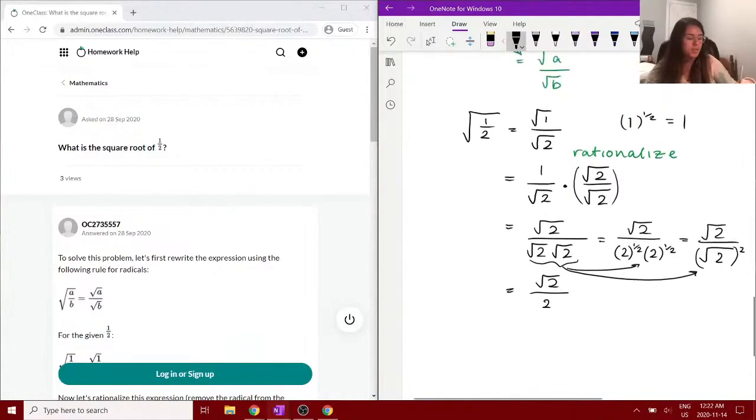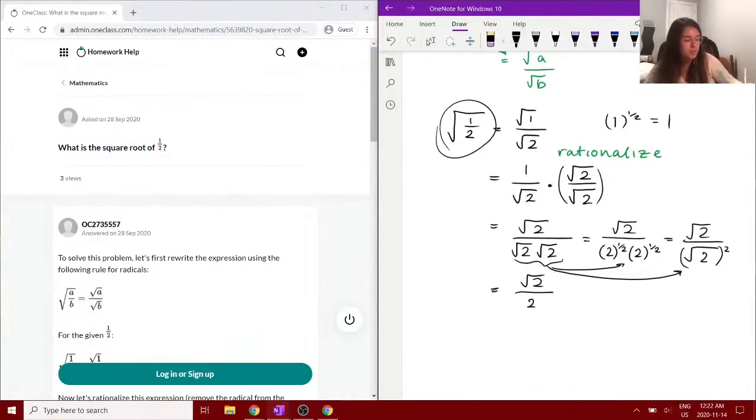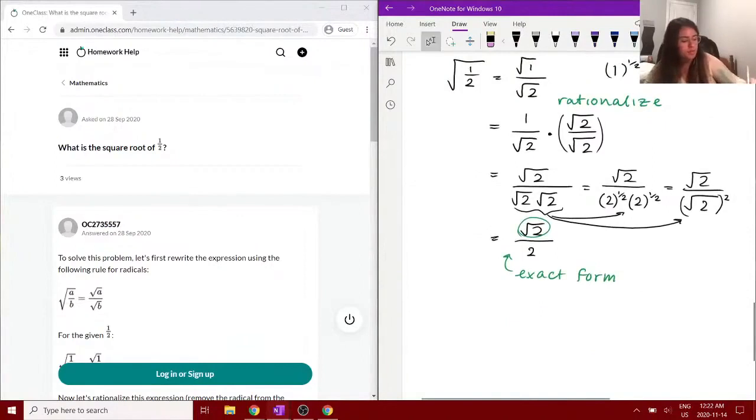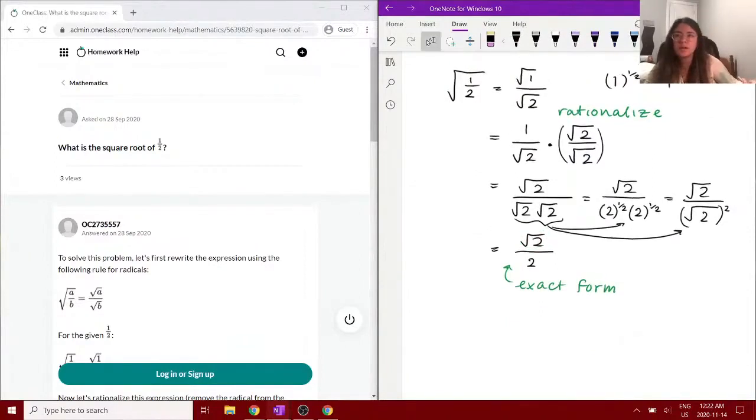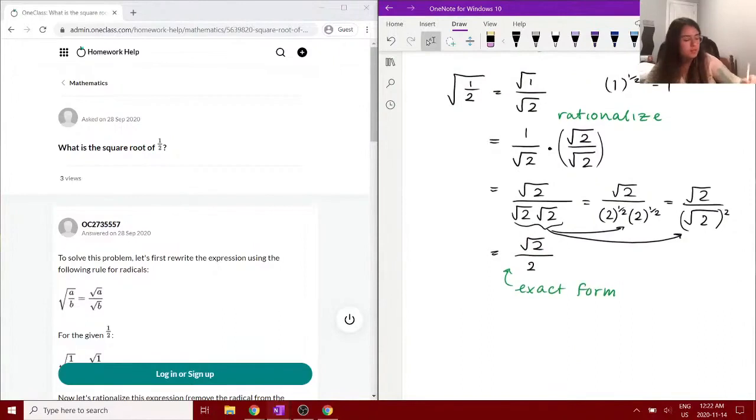It might seem a little bit silly to be going from this term to this term, but essentially what we're getting is what's called the exact form. And it's the preferred form because it has the radical in the numerator, right? Okay, so now that we are here, this can be your final answer. So the square root of 1/2 is the square root of 2 over 2.